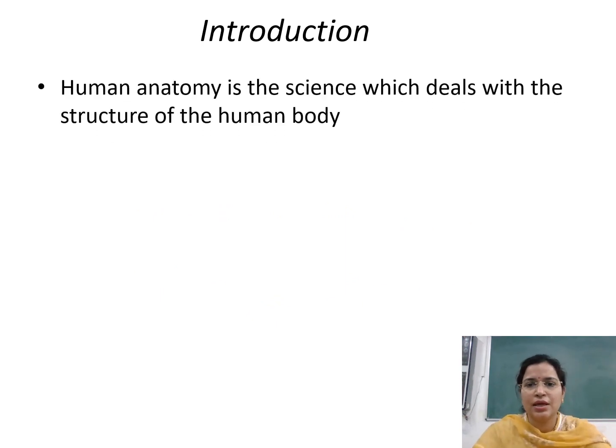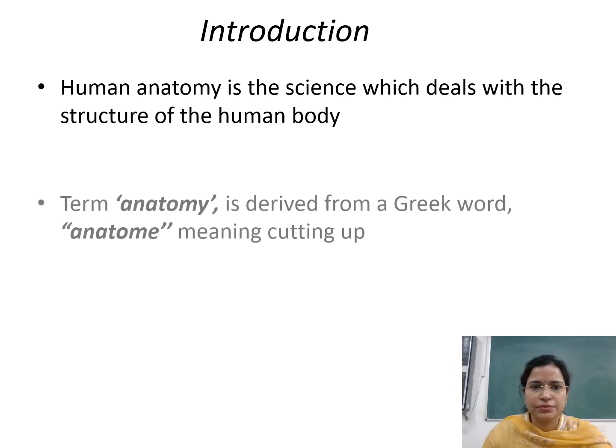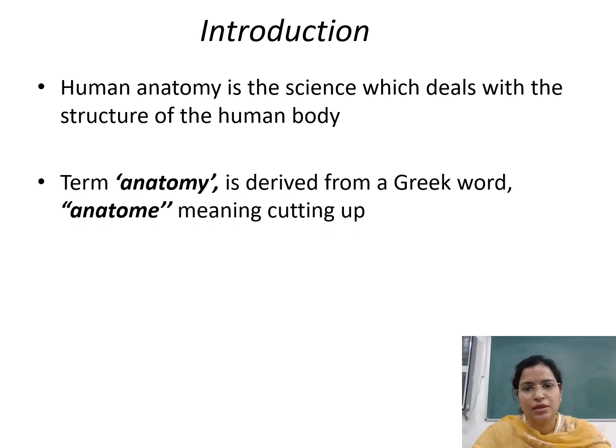Human anatomy is the science which deals with the structure of the human body. The term anatomy is derived from the Greek word anatome, which means to cut up. The words in anatomy are self-explanatory. Anatomy can be studied on our own body. All the terminologies in anatomy are derived from either Greek or Latin, and one should understand their meaning.